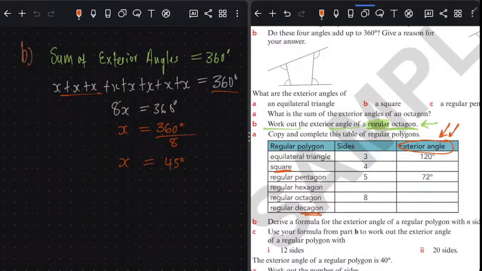Regular decagon, you know how many things to add. Octagon, you just did it. Hexagon, you know how many things to add. Pentagon, you know how many. Actually, let me make it harder. This is way too easy.